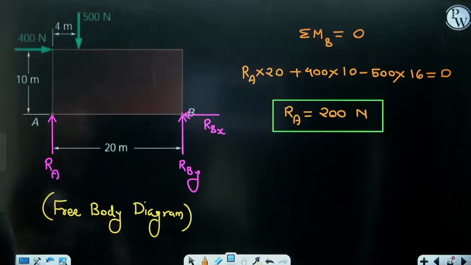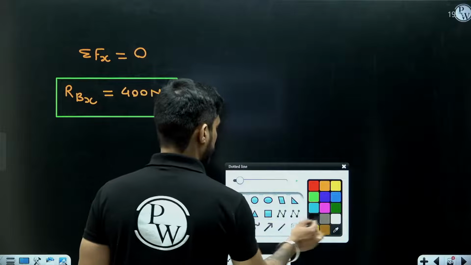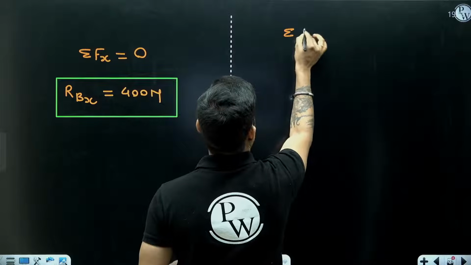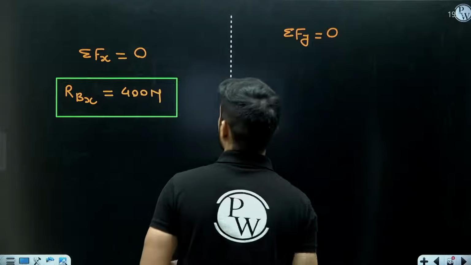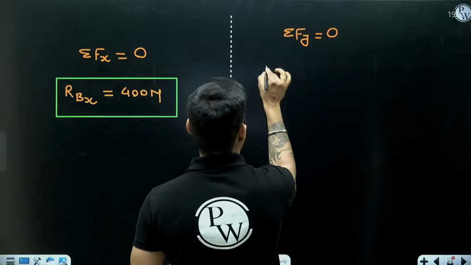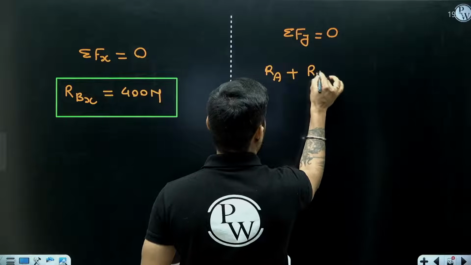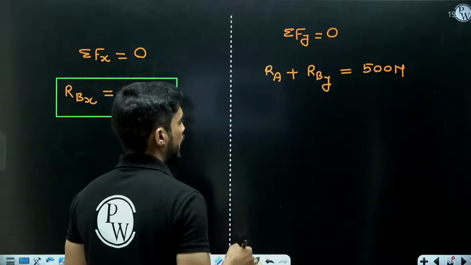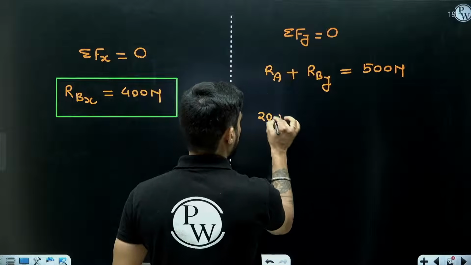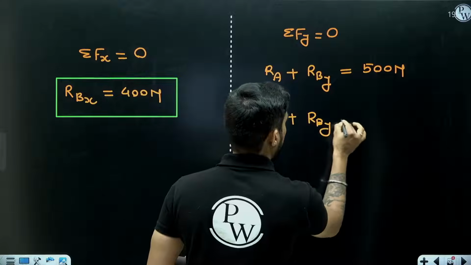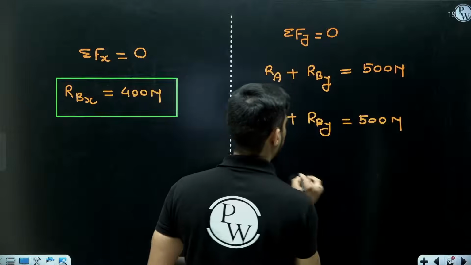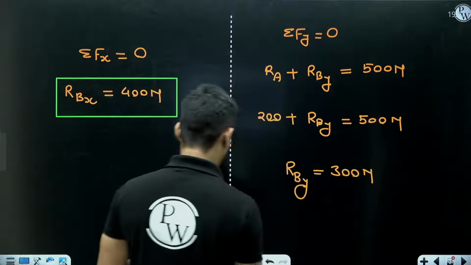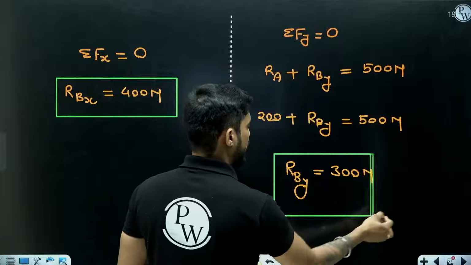Now how do we calculate RBY? Summation of Fy equal to 0. So I will get RA plus RBY equal to 500 Newton. And RA is how much? 200 Newton. So 200 plus RBY equal to 500 Newton. So RBY will be equal to 300 Newton. So I have got RBY also.